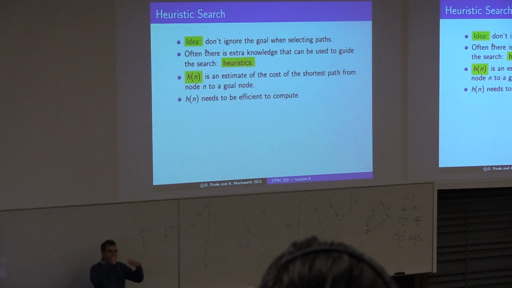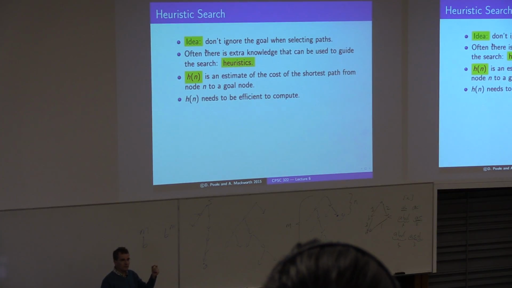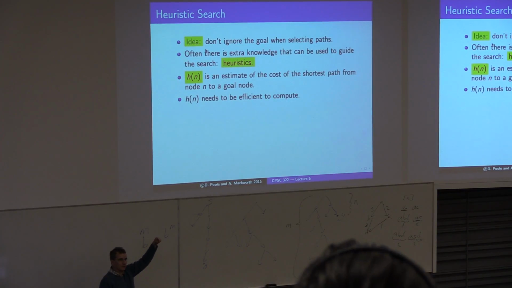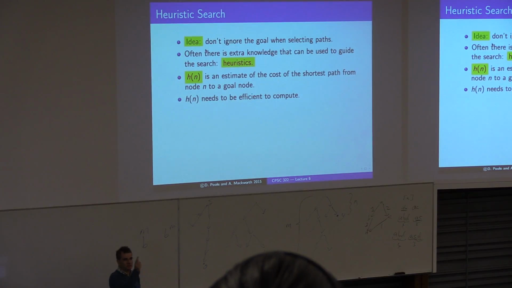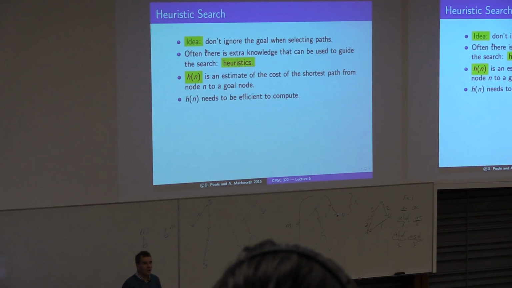So the idea is all the algorithms we've seen so far have effectively ignored the goal until we've stumbled upon it. So they all just wander around and keep searching through this space until they find a goal and they say, we found it. But they ignore the goal when they're searching.